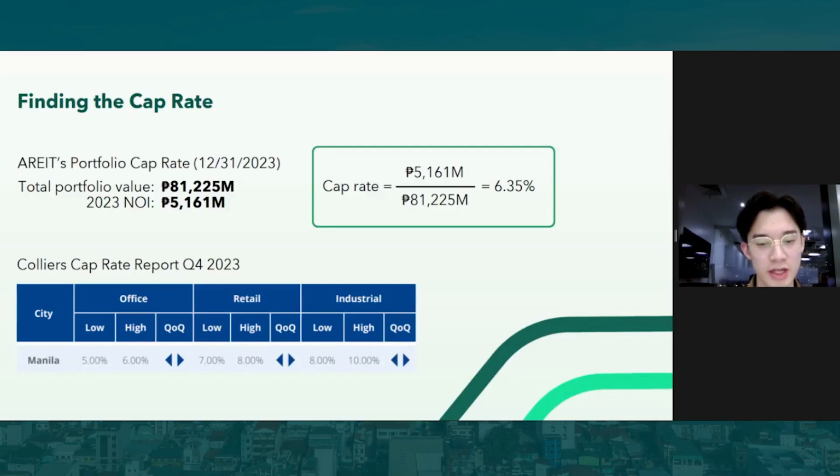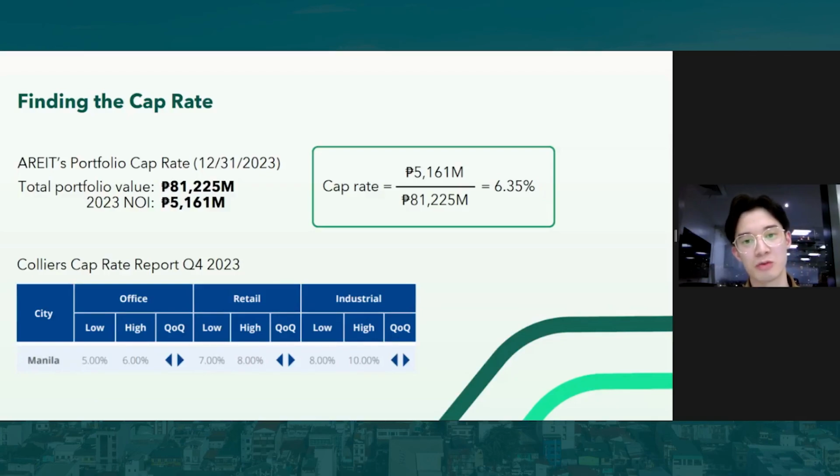A cap rate of 6.35% essentially means that the properties of A-REIT's portfolio are expected to return on average 6.35% of their value in net operating income annually. But you can also use the cap rate of the sector to value a REIT. There's a screenshot on the screen that shows you the Colliers Q4 2023 cap rate. The office sector has a cap rate between 5 to 6%. The retail sector has a cap rate between 7 to 8%. And the industrial sector has a cap rate of 8 to 10%.